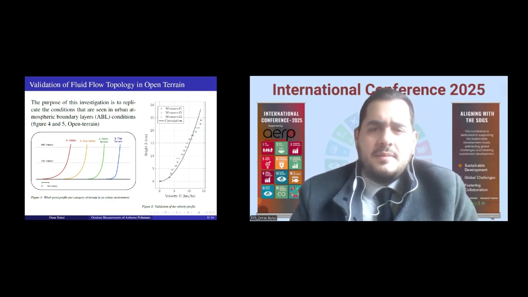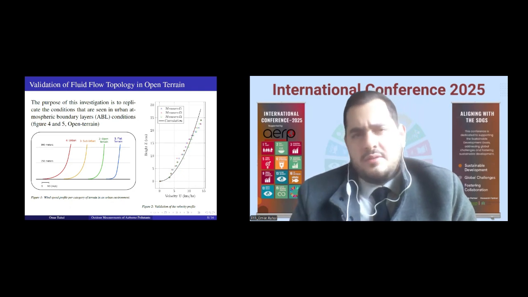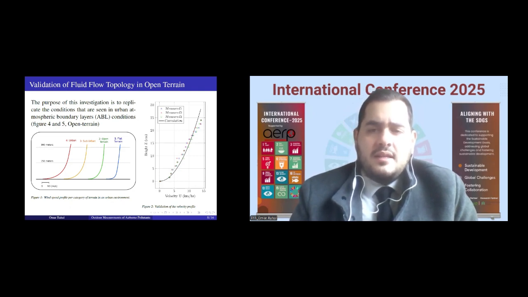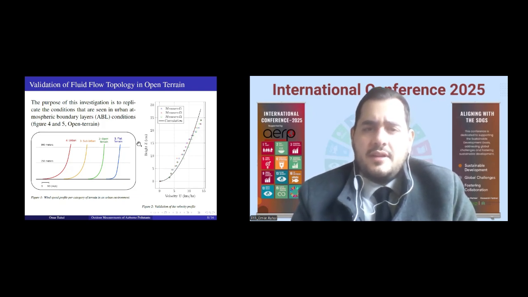As a first step, we had to validate a velocity profile, because in real-time scenarios, the velocity profile is usually developed. This figure on the left shows the different categories of velocity profiles, while the one on the right is my calculation, which is closest to the open terrain profile, the one in green, as we see here.